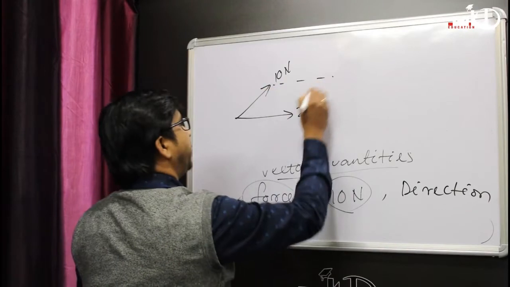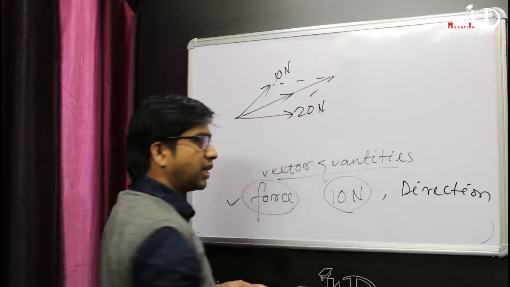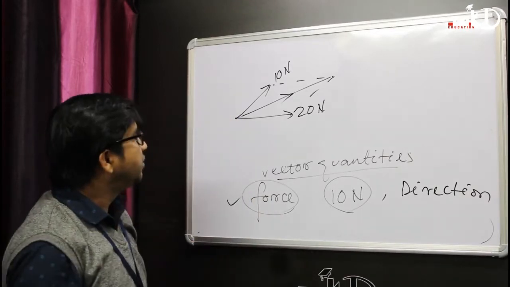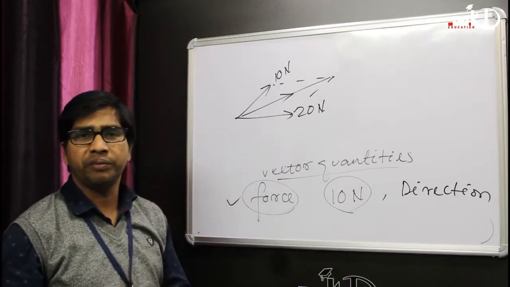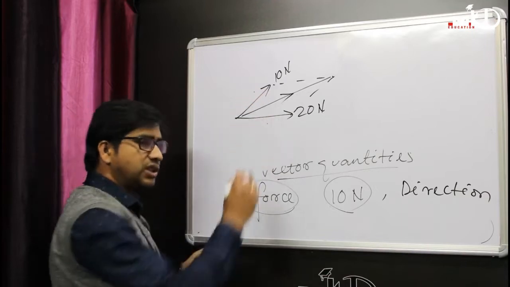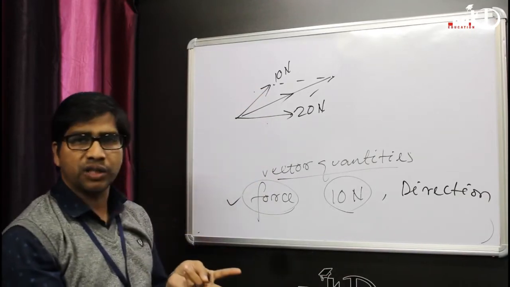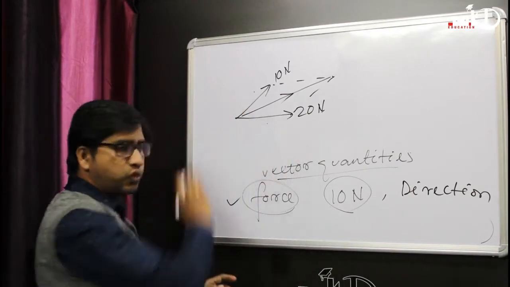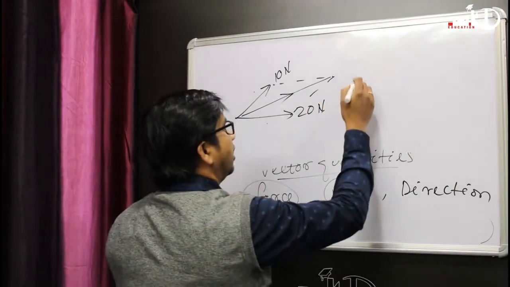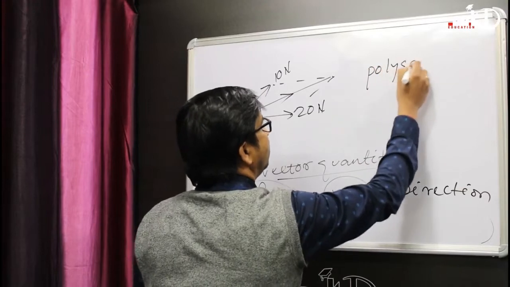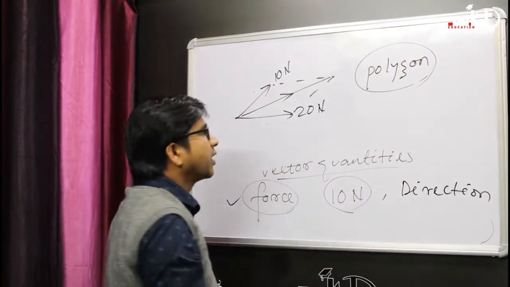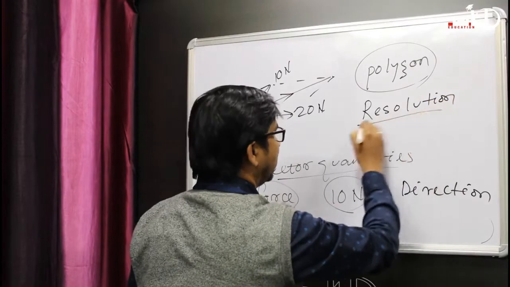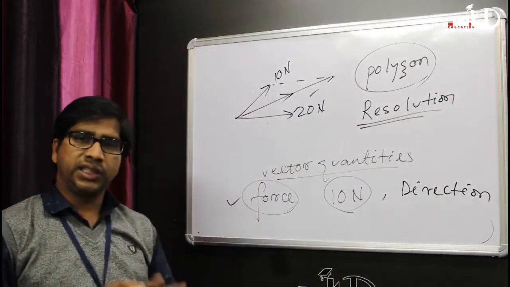There is a law, the parallelogram law, which you will read in your regular class in detail. The parallelogram law will decide the resultant. This is the analytical method. Graphically, we have the triangle law. So for two forces there are these two laws. If more than two forces are acting, we go for the polygon law, which gives the resultant of a number of forces graphically. And there is also the method of resolution, whose principle will give the resultant. All these things you will read.